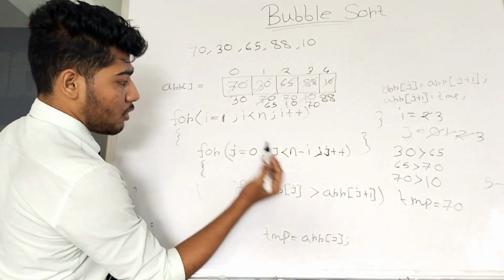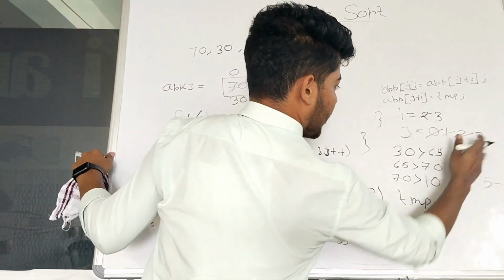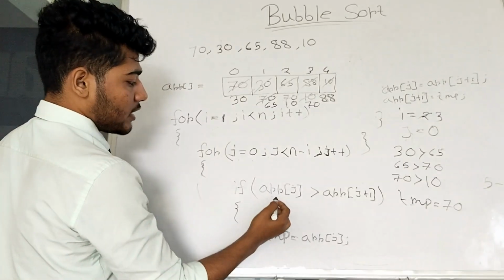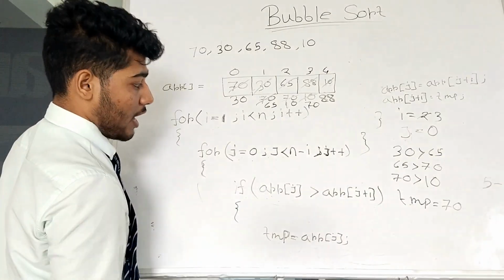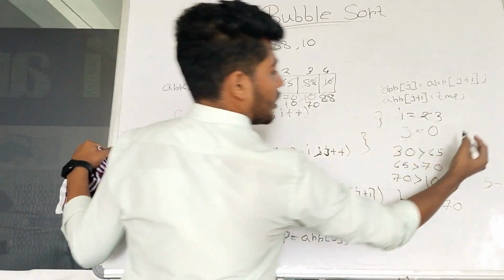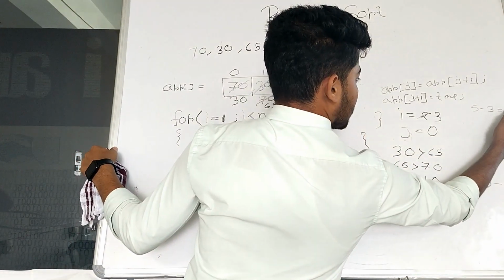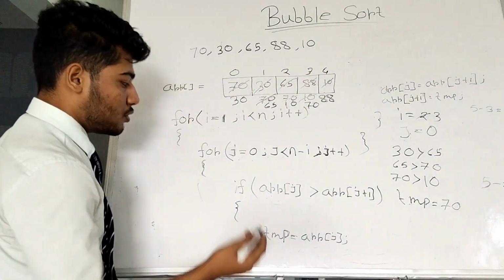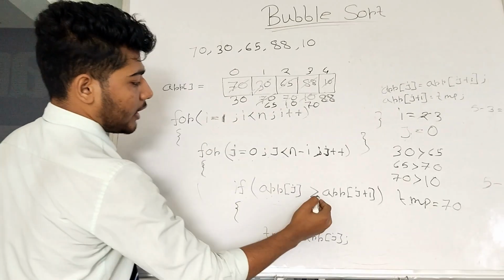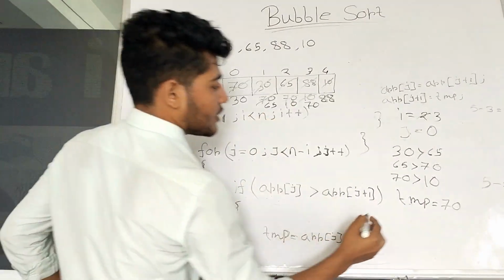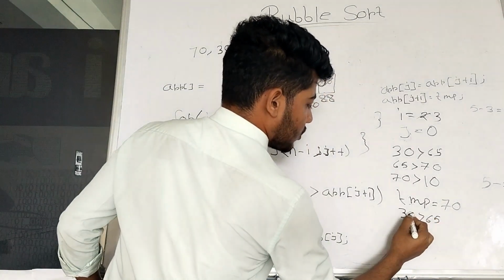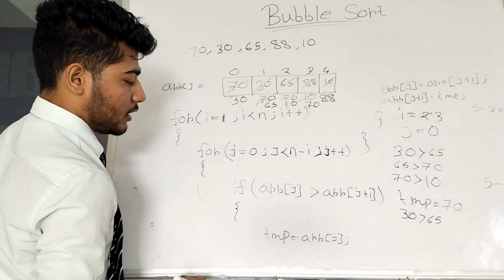Next, j equals 0, so the j value is again 0. If arr[j] greater than arr[j+1], and the condition is j less than n minus i; n is 5 and i value is 3, so 5 minus 3 is 2. So 0 less than 2 is true, so it enters into the loop. arr[j] is arr[0], which is 30. 30 greater than arr[j+1], 30 greater than 65? False. So do not enter.